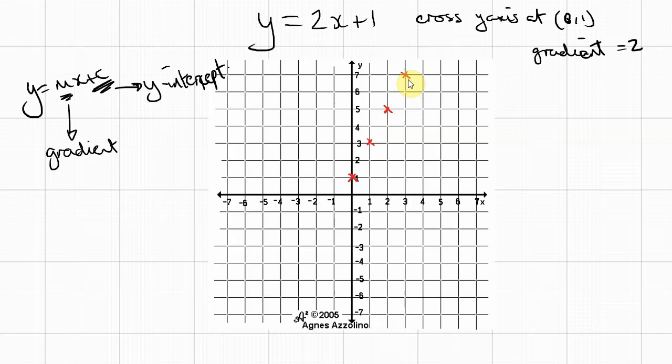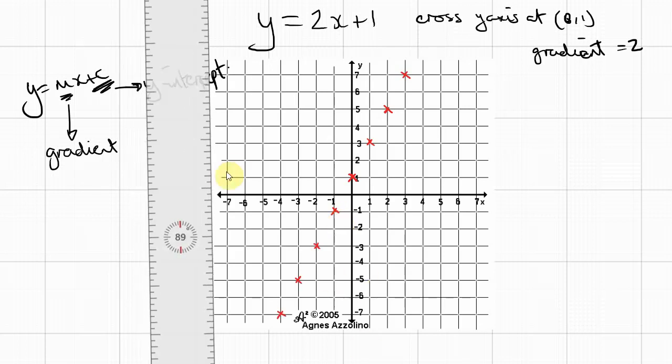And if we go backwards on the graph, so if we start going down left, if we go 1 left, instead of going right and up, we would do the opposite. So if we go left, we'll go down. So left 1, down 2. And then left 1, down 2, and so on.